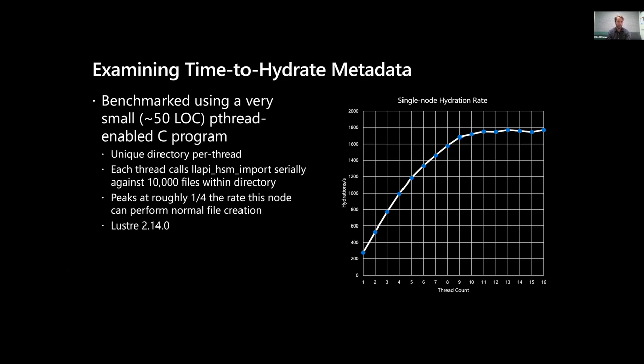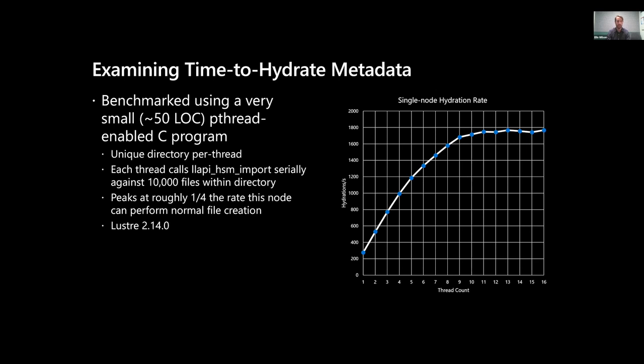So to do this, I basically just wrote a tiny benchmark program that calls into the llapi HSM import. Each thread will import 10,000 totally made up files into a directory on this node that has like 32 cores and decent networking speed. And when run, it climbs up. It starts pretty low, only like 200 to 300 imports per second. But then as you add threads, it peaks around 10 or 11 threads at around 1,700 imports per second.